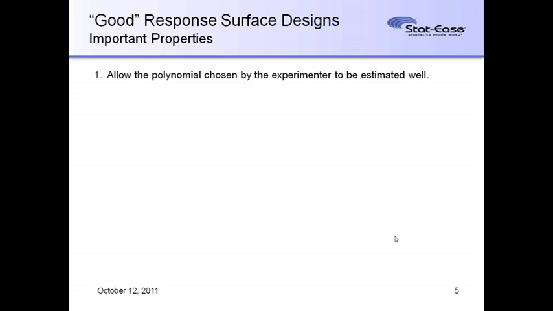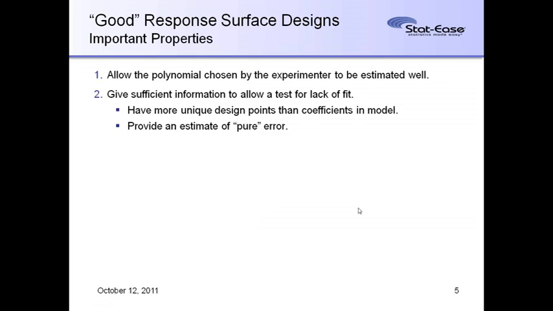Okay, so what properties do we want the design we're going to run to have? Once we've done the other things and picked a polynomial, of course we want the coefficients in that polynomial to be estimated well by the experiment we run. In addition to fitting the polynomial, we want enough information to test whether it adequately represents the behavior of the response in the region we're studying. We do that through testing for lack of fit. Lack of fit is bad, and we want the lack of fit to be insignificant.